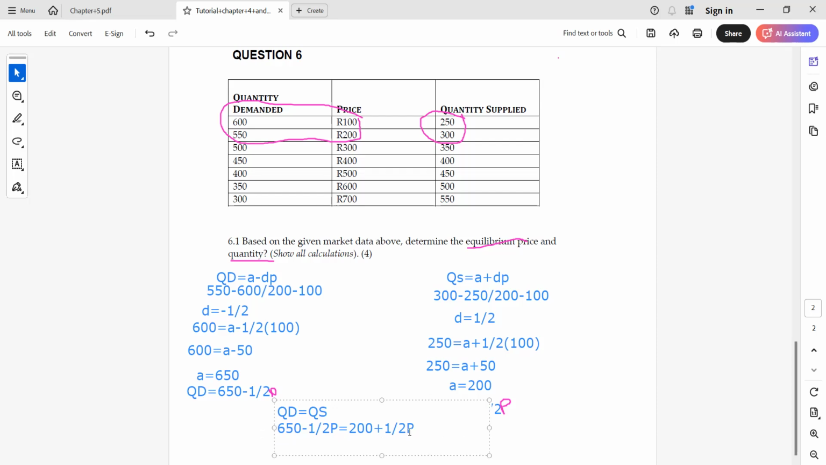And then you transpose. You say 650, and 200 is positive. If you transpose it to that side, it's going to be negative 200. This side is positive 1/2; if you take it to that side, it's going to be positive 1/2. So 650 minus 200, what do you get? You get 450, which is positive, equals 1/2 plus 1/2.